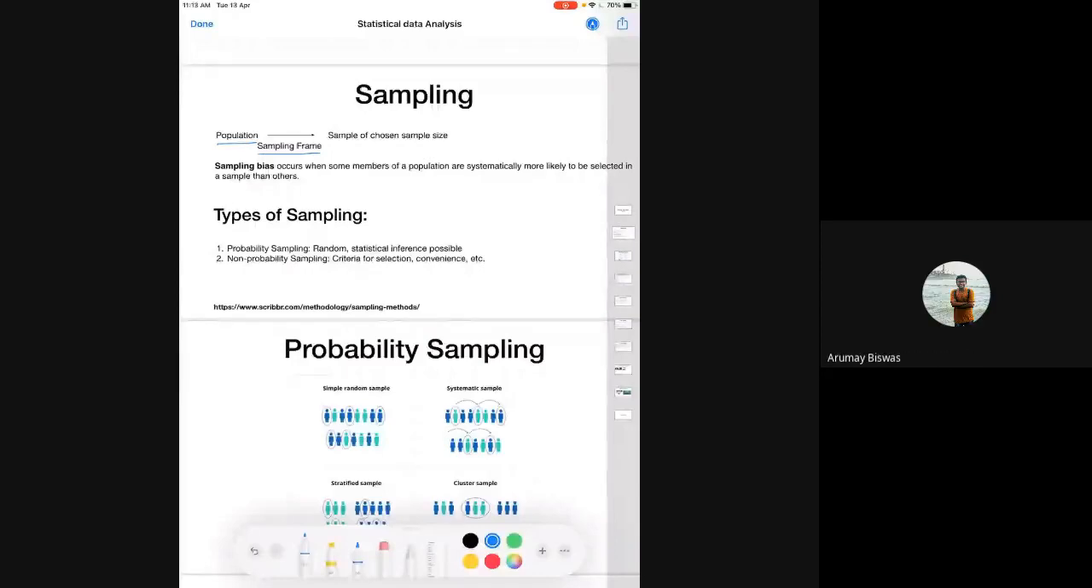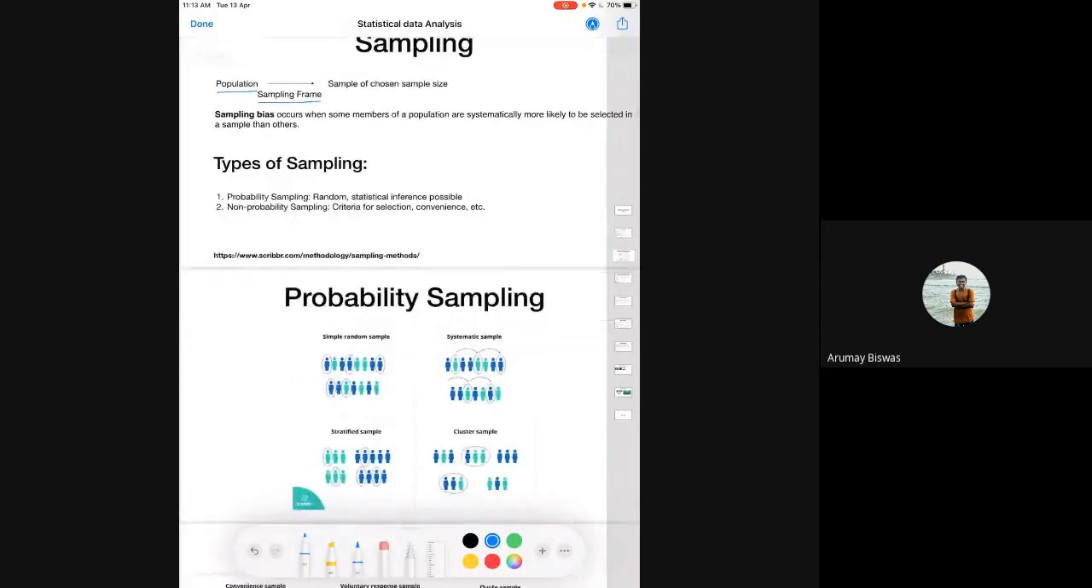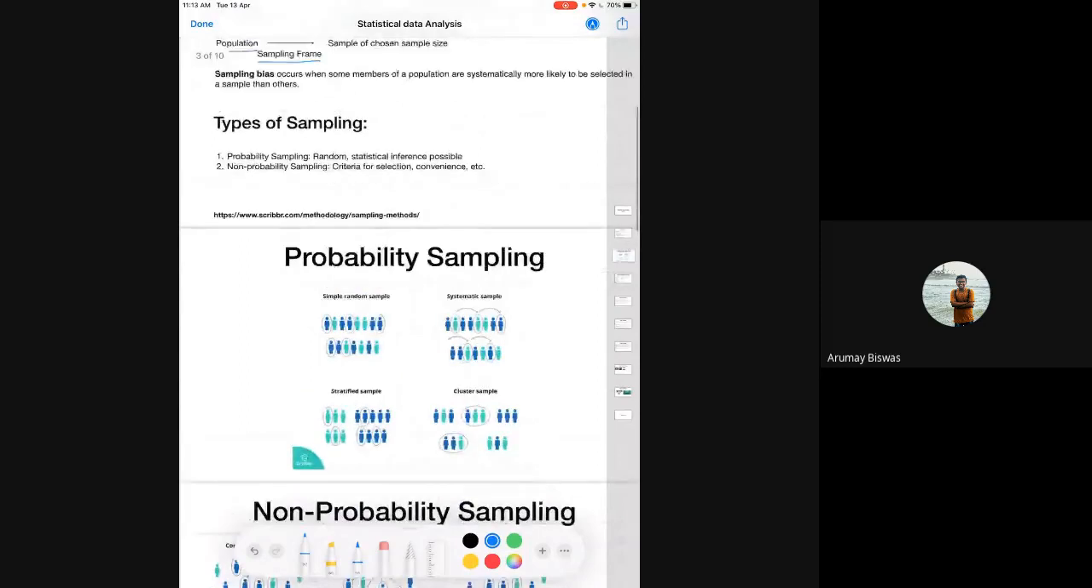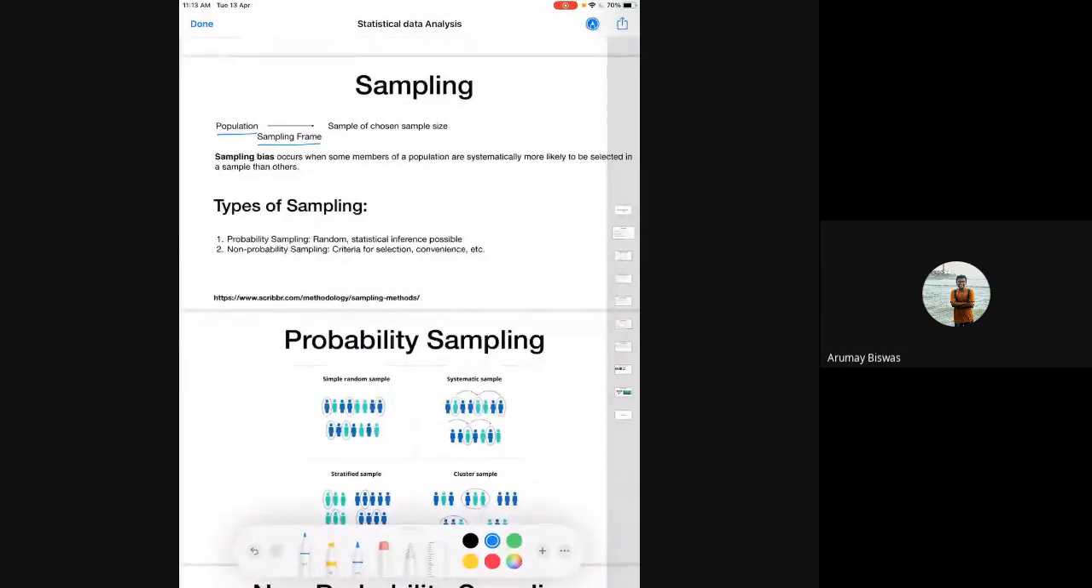Excuse me, ma'am. ...my sampling frame. Yeah? Ma'am, are you trying to present something like... I think your slides are still stuck in the sampling and probability sampling, those slides. No, I don't have any pictures. So it's, Is it moving now? Yeah. I have not moved the slide. Okay. No problem.